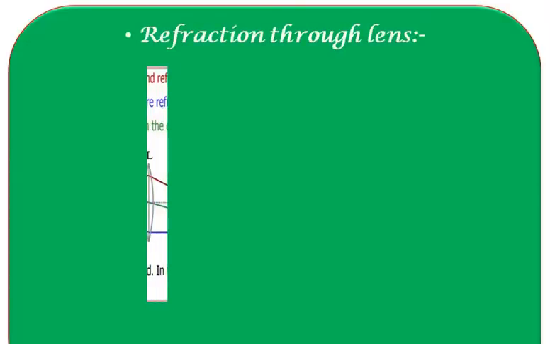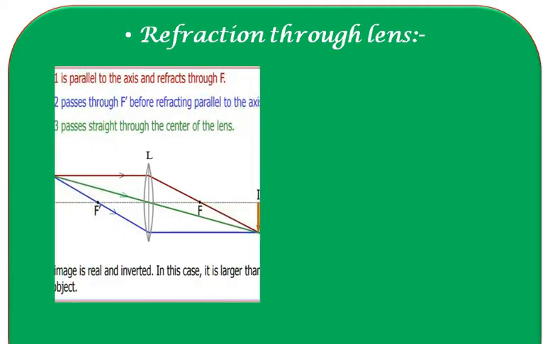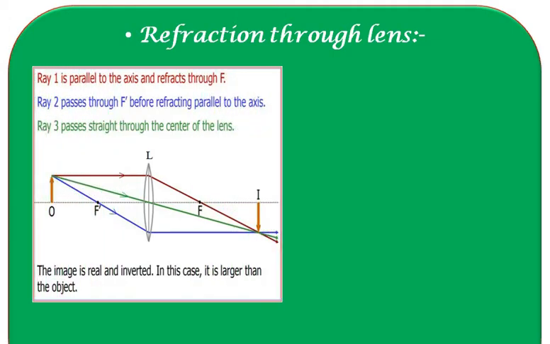Refraction through lens. We have seen the types of lenses: convex lens, concave lens. Here the object is placed beyond the focus of the lens.